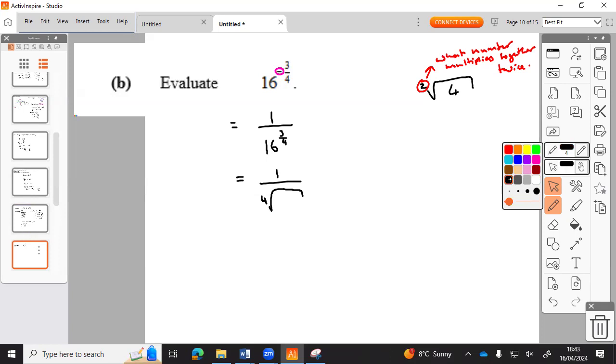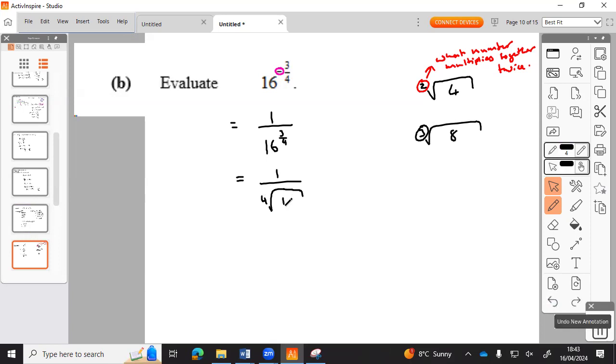That's a normal root. You can get a cubed root. So what number multiplies together 3 times? Or in this case, I've got what number multiplies together 4 times to give us that. So that's what the wee 4 tells us. And then put that under there. Now to simplify this, you do the root first. So ignoring the power of 3, what number multiplies together with itself 4 times to make 16?